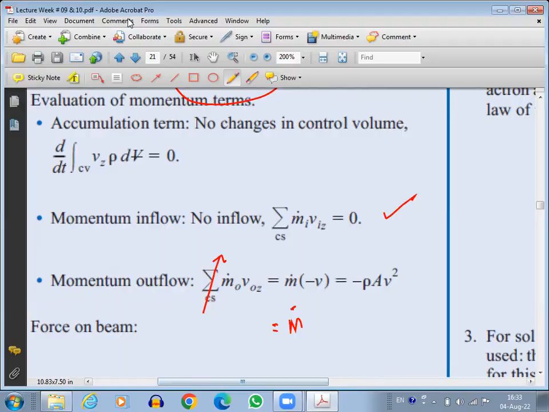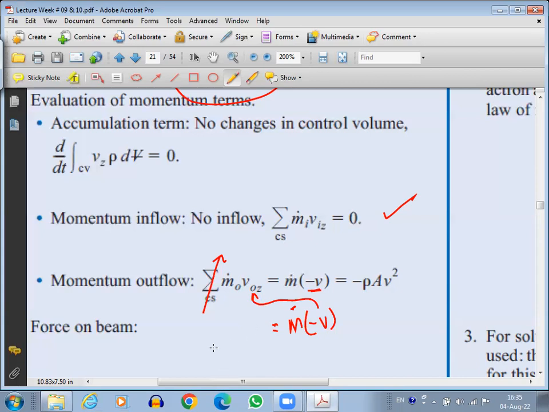So what I was telling us is that m dot is the mass flow rate, and then we have v outlet in the z direction. Since the z direction is positive upward and v outlet is actually going in the downward direction, I will write here negative v. So that will be the negative v here. This negative v is for here, right?